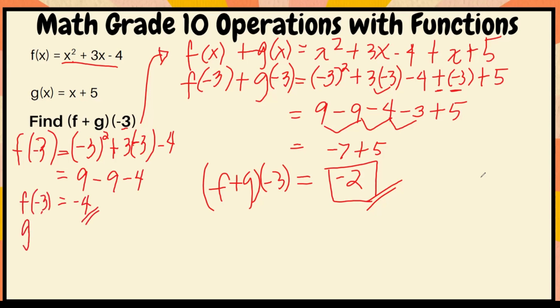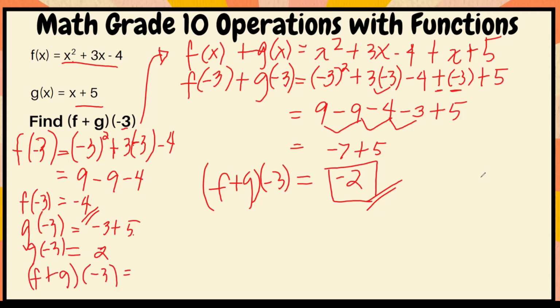What about the g of negative 3? The g of x is x plus 5, which is negative 3 plus 5. Therefore, this is positive 2. The higher is positive. So this is our g of negative 3. So what about the f plus g of negative 3? So you will add this one and this one. Negative 4 plus 2 is equal to negative 2. Did you see? They are the same.